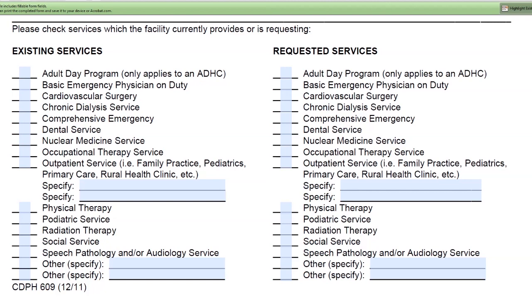For a change of ownership, please ensure that services on the Existing Services section match the services that you are requesting on the Requested Services section.